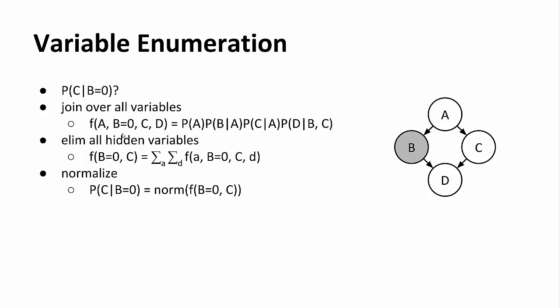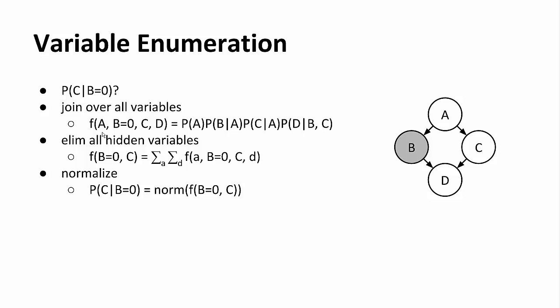Even if all 100 variables are binary, when we join over all the variables, we're going to have this huge factor that has 2 to the 100 entries, which is infeasible. So variable enumeration is not the way we want to go, because the factors that it creates are going to be far too big.